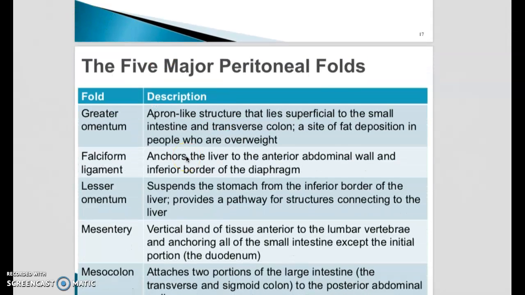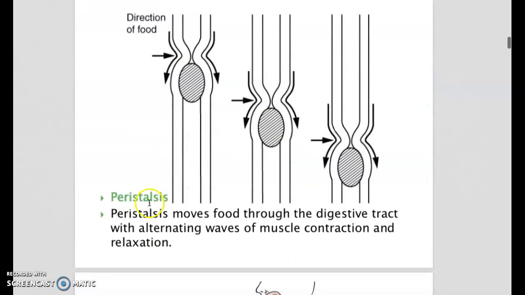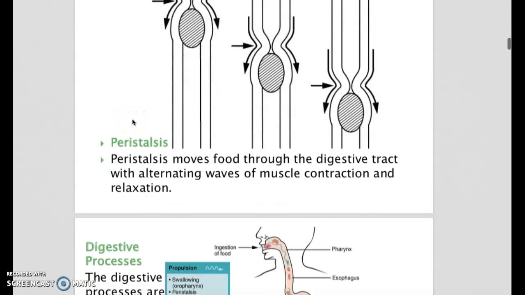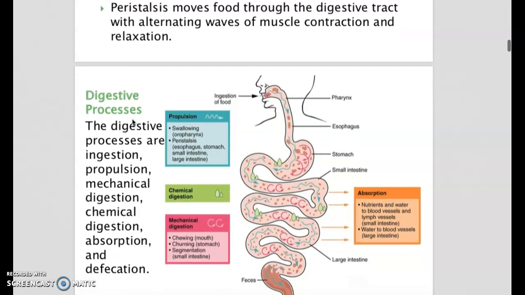Now, since we saw the peritoneum, we're going to look at the process of peristalsis. When you eat, food moves through the digestive tract with alternating waves of muscle contraction and relaxation. This is how your food goes down your body. That's the process of the food going down, and that shows our digestive process.